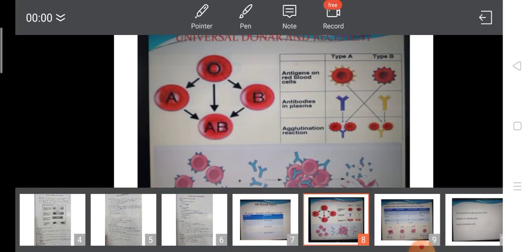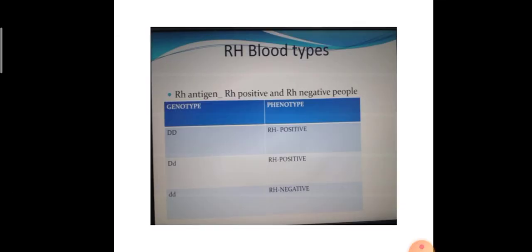There are a few slides which I want to discuss. They will help you in determining the blood group. The first one is the RH antigen, RH positive and negative people. The genotype is DD, phenotype RH positive. These are the abbreviations used to denote RH positive or RH negative people. Genotype is the genetic determination of whether the person is dominant for RH positive, recessive for RH negative, or a carrier for RH positive. This is the genetics which is described here.